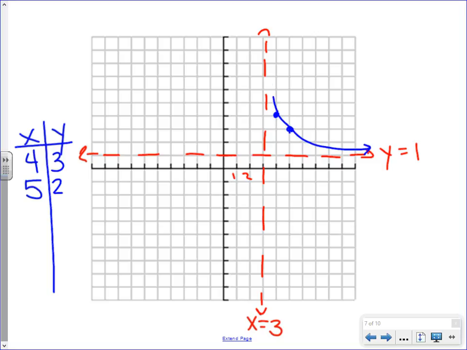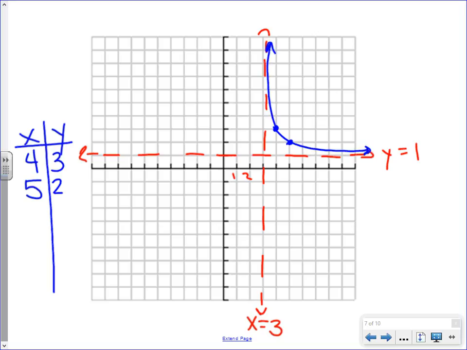Okay, so we have 2 points. We can go ahead and draw in our curves. I miscounted maybe a little bit. 1, 2, 3. 1, 2. Is that better? I think I counted from my asymptote instead of the x-axis. Thank you, Gabe.